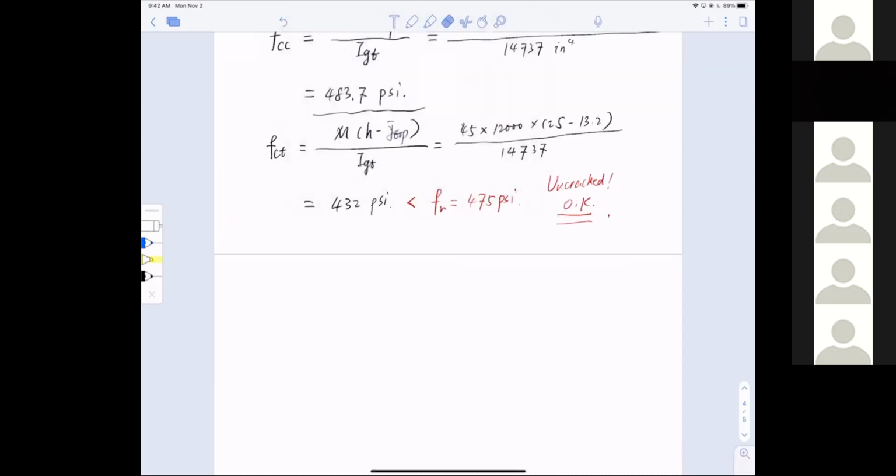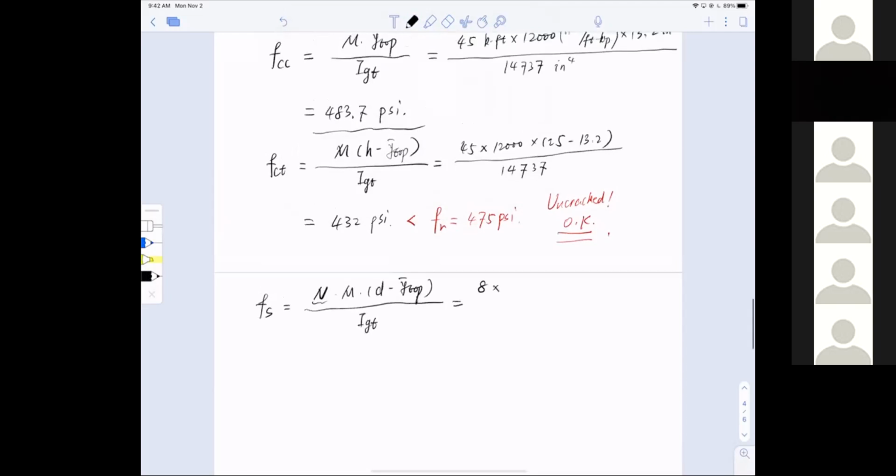Well, where I'm at, I'm just going to calculate what is the stress in steel. So I'm using that equation, and don't forget the modulus ratio multiplied by moment and depth minus y top. This is just the equation I'm copying down from earlier. And this is Igt. Okay, and bring the number in.